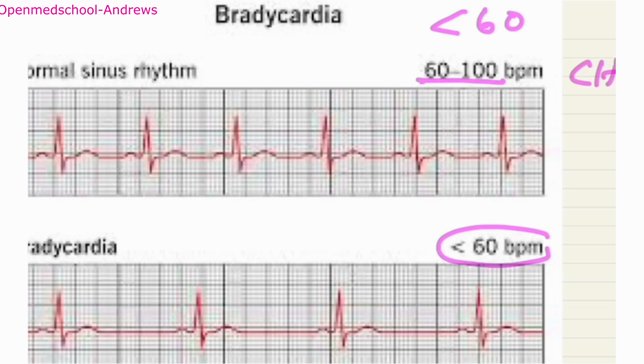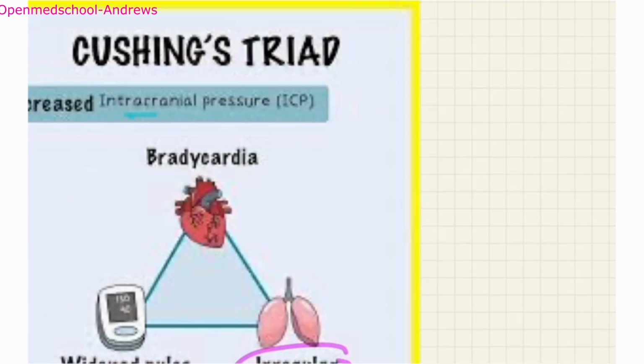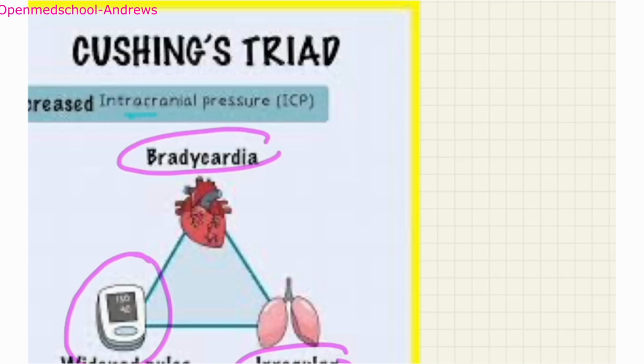Bradycardia usually is seen in hypothyroidism, or when the patient is on beta blockers. These are the two conditions. But in a neurological problem, the more important, relevant thing to be kept in mind is the Cushing's triad. What is Cushing's triad? One is bradycardia, widened pulse pressure, where the difference between systolic BP and diastolic BP will be high, so the BP will be elevated, and irregular respiration. This is an evidence of increased intracranial pressure.